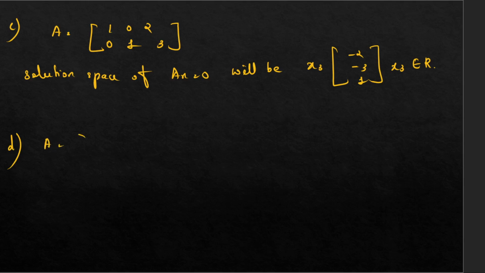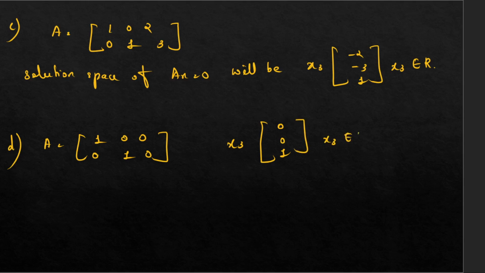So take this again, 1 0 0 0 1 0. Now the solution space will be x3 times (0, 0, 1), where x3 belongs to R. Now if x3 is equal to 0, then it will be a zero solution, and if x3 is non-zero, then every solution has at least one non-zero variable, but here n equals 2. That is why this is the contradiction of option D. So D is also false in this case.